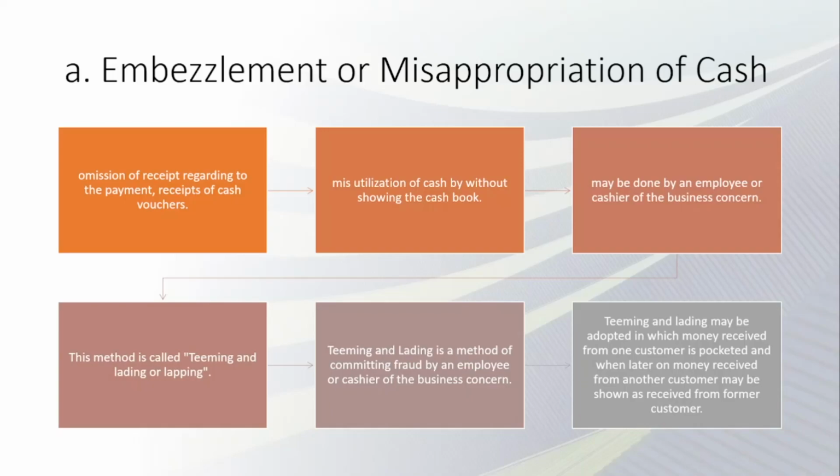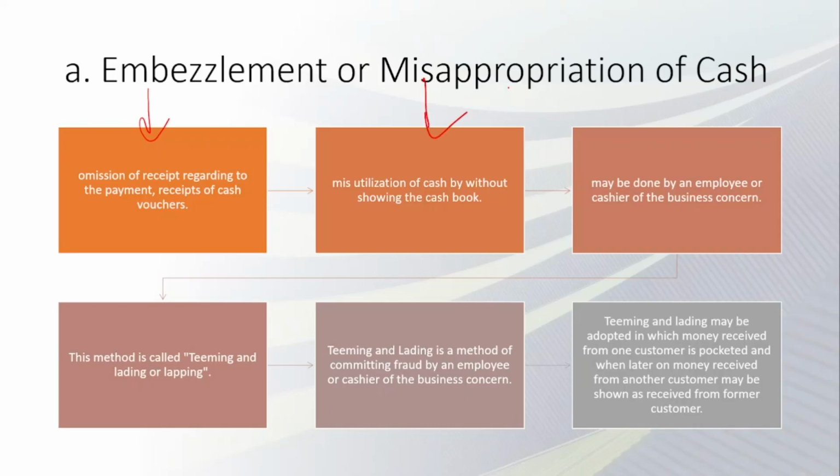The first one is omission of receipt regarding the payment receipts of cash vouchers. You would have received some cash from the customers. What happens? You don't show it in the cash book. You simply take the cash and you don't make the entry. That is the first fraud. The second fraud is misutilization of cash without showing it in the cash book. A customer pays you 2000 rupees. Instead of recording the 2000 rupees in the cash book, you take it to your home and enjoy it. This is also a fraud.